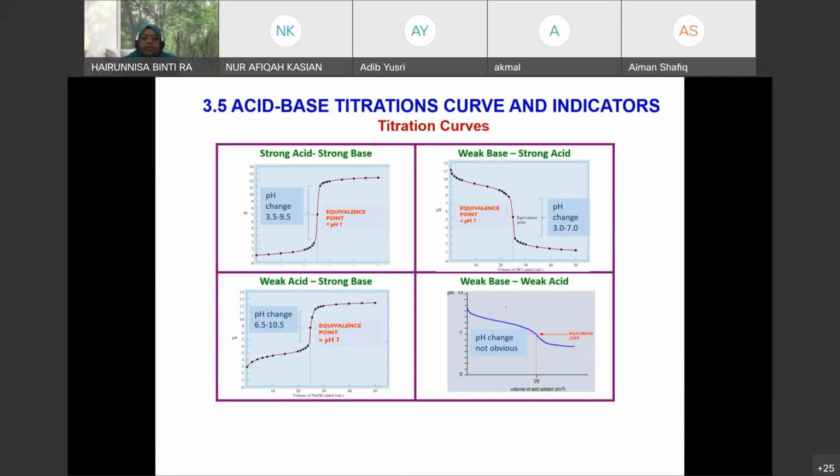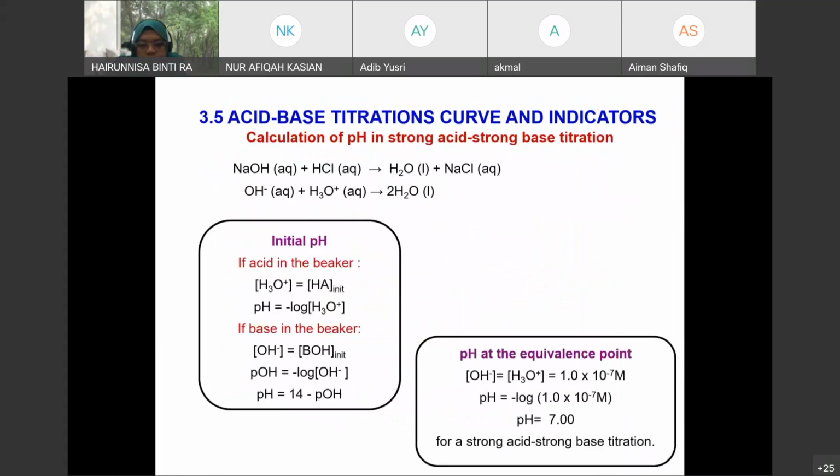So tadi, okay, between weak acid and weak base, the pH change is not obvious. Dia tak ada lah macam strong acid, strong base, weak base, strong acid, and also weak acid, strong base, where we can see the rapid change, or we call it the steep portion. Dia sangat tegak, dia akan naik laju. But for weak base and weak acid, dia tak obvious lah. But again, the equivalence point is located in between.